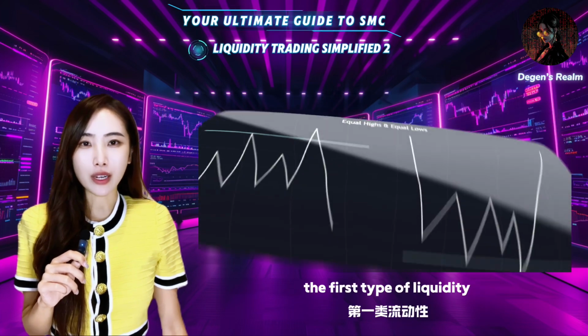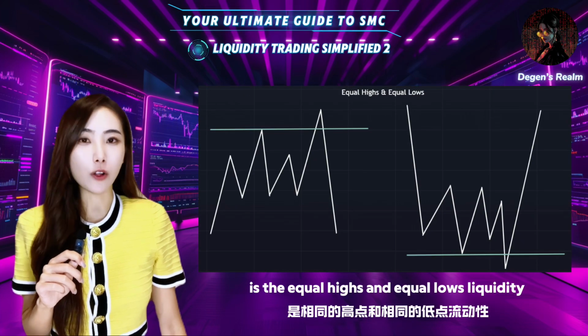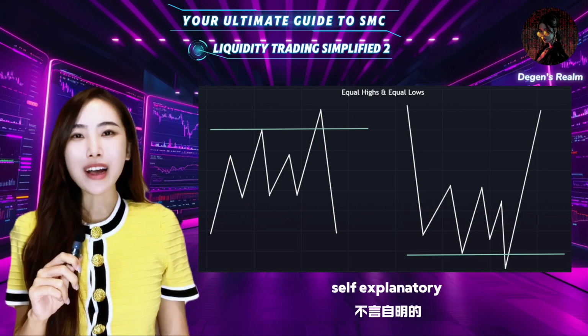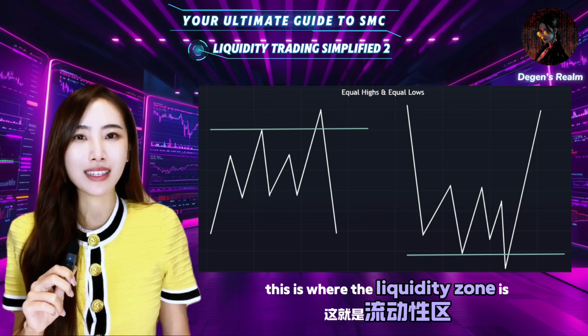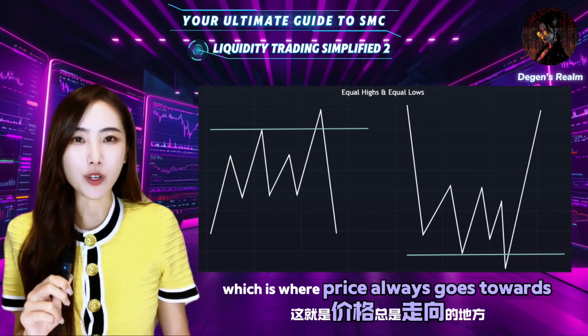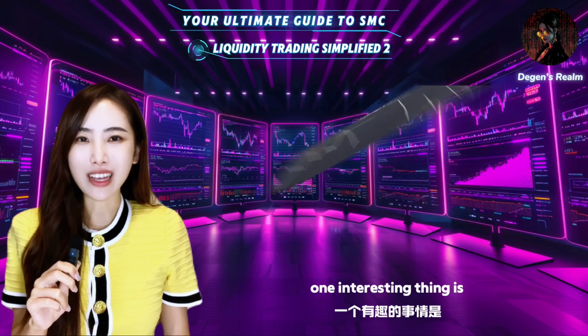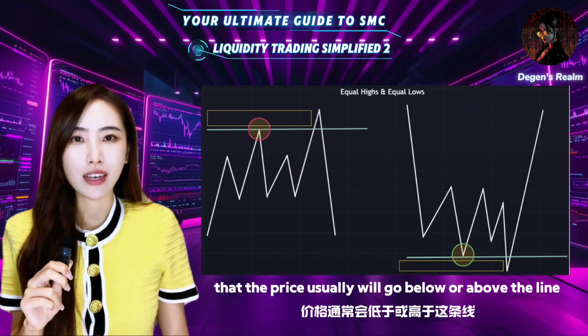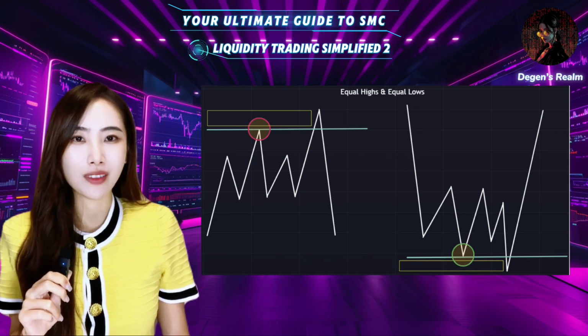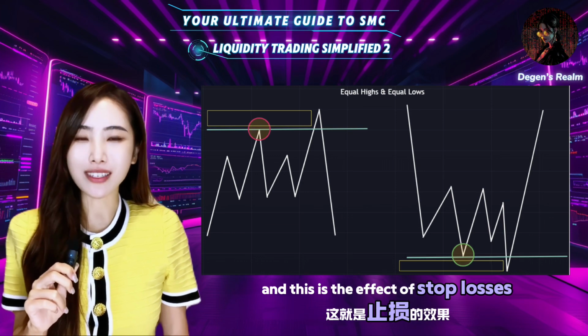The first type of liquidity is the equal highs and equal lows liquidity. Self-explanatory. We can see the lines. This is where the liquidity zone is, which is where price always goes towards. One interesting thing is that the price usually will go below or above the line, and then it will start the pullback. And this is the effect of stop losses.